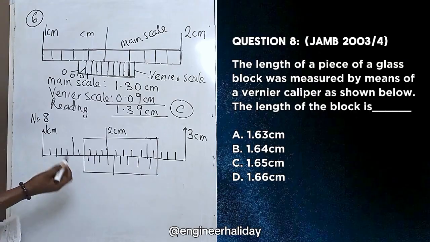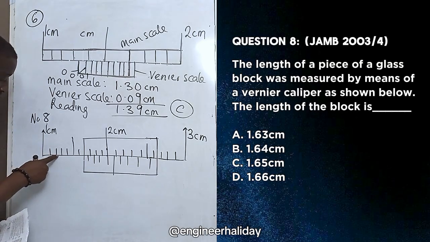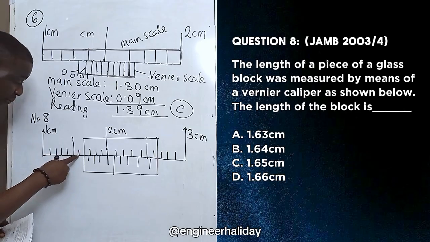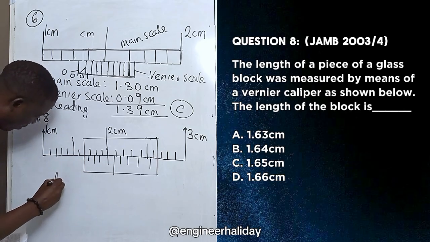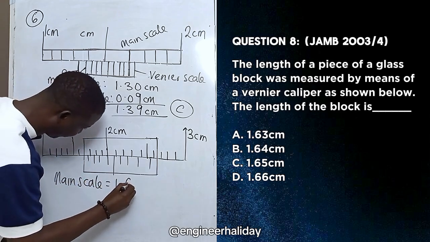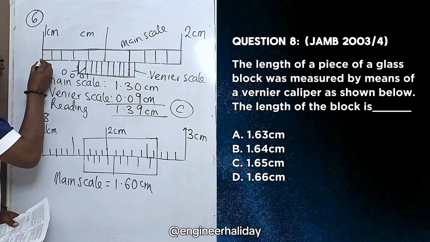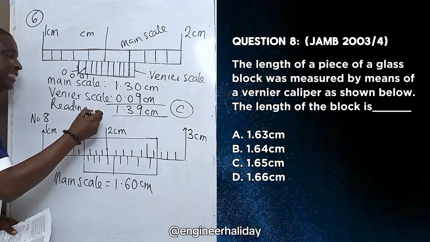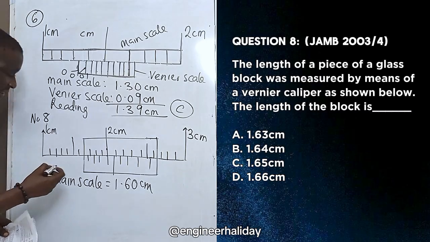So this one now, how do we do it? How do we measure it? This 1, 1.1, 1.2, 1.3, 1.4, 1.5, 1.6. You stop before the 0 mark. That is where the main scale will stop. So the main scale reading is 1.3 centimeter. You stop before this place, counting 1, 1.1, 1.2, 1.3. That's why it's 1.3. So master it and understand how we read it.